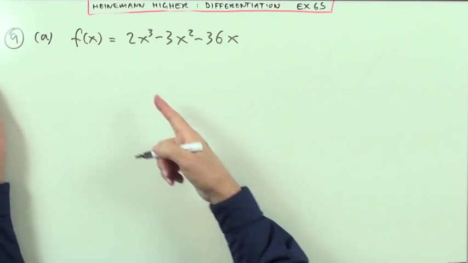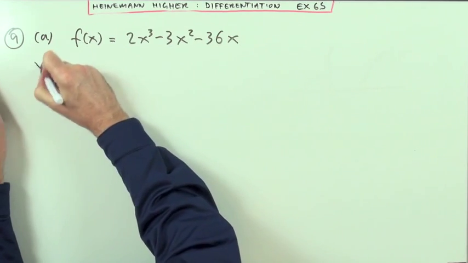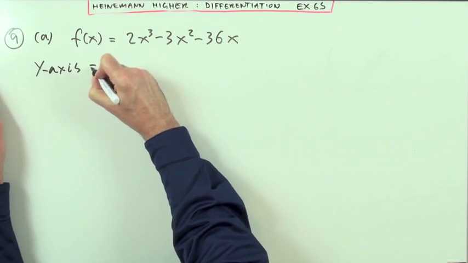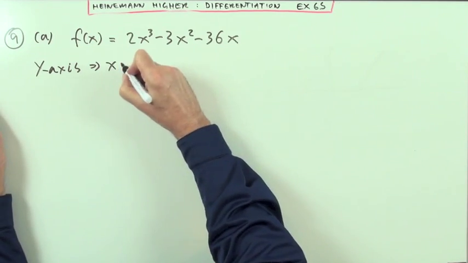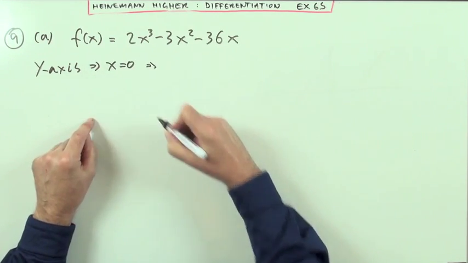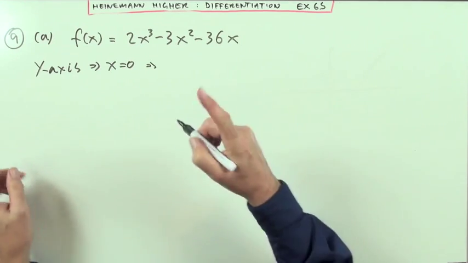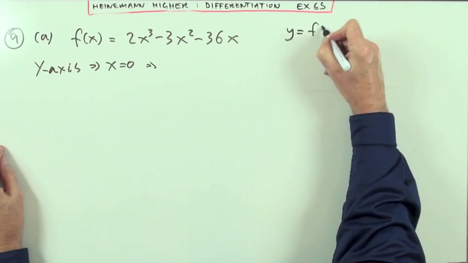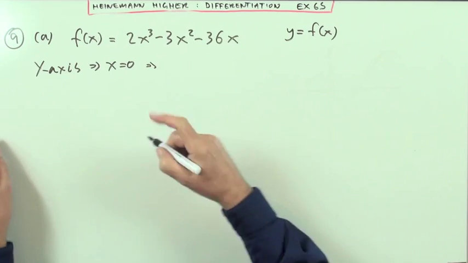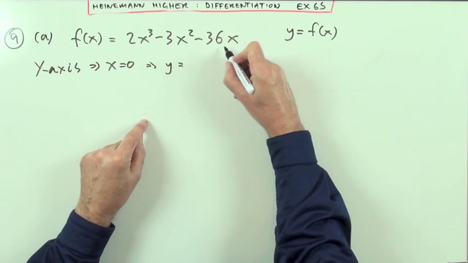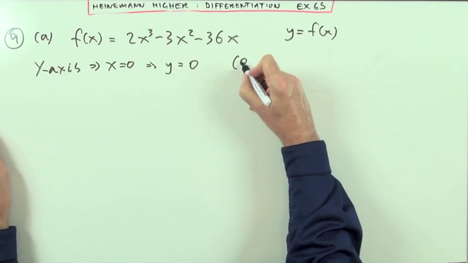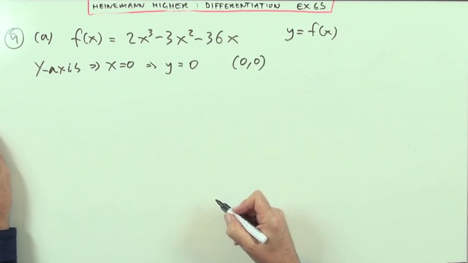So, first of all, I'll do the axis first of all. So the easiest one is where does it cut the y-axis. That's simple. If you're on the y-axis, your x-coordinate is 0. In which case, since it's talking about the graph, I'm going to be drawing the graph of y equals f of x. So I can talk about y here. So y would equal 0, 0, 0, 0. So it's the point 0, 0.